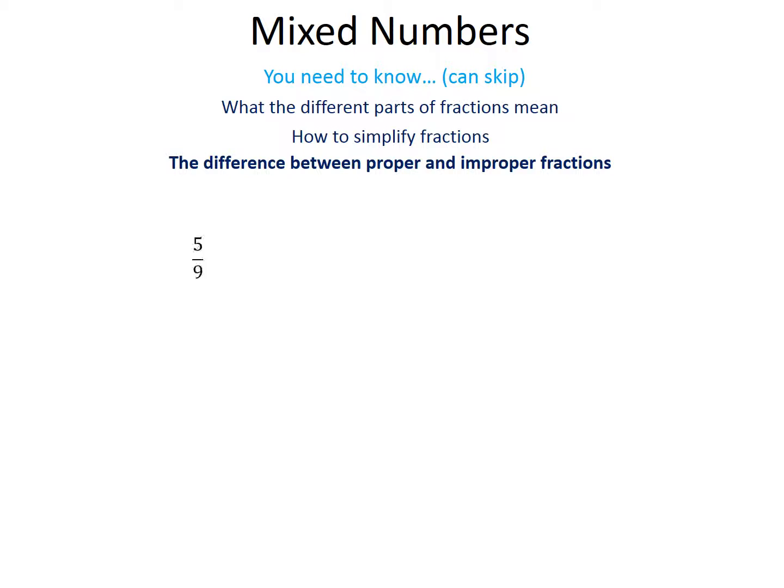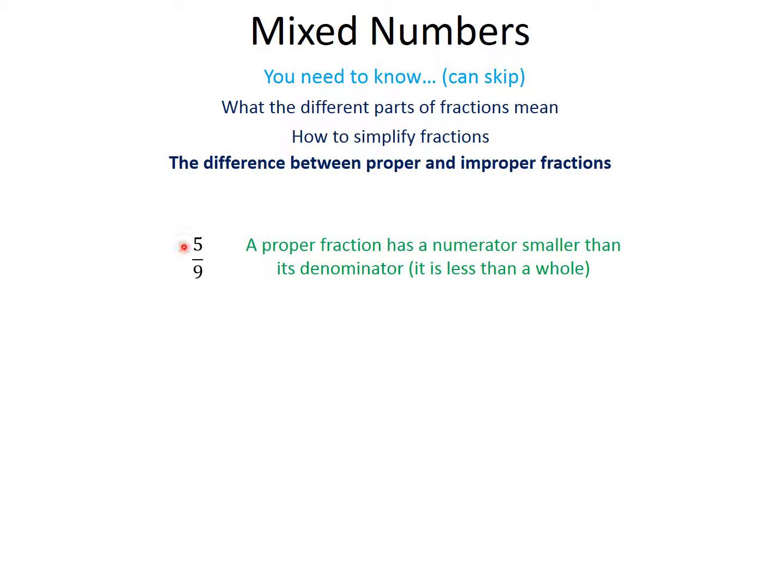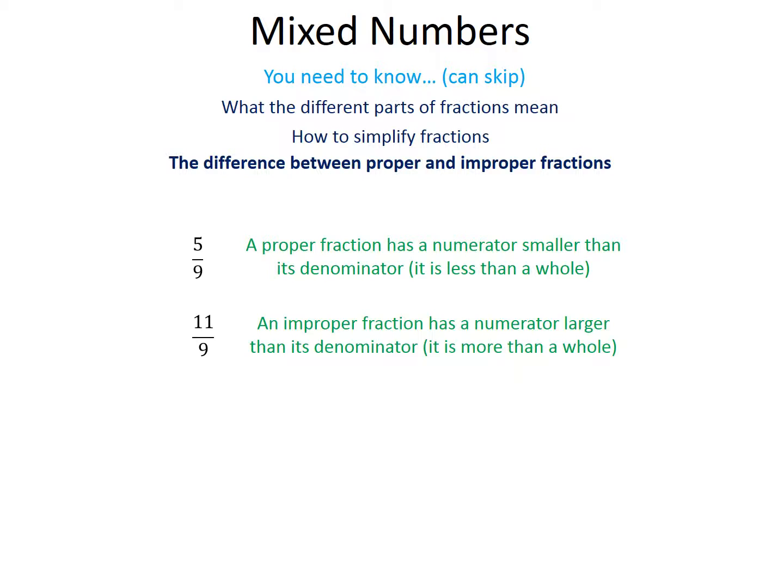And just a quick reminder, a proper fraction has got a numerator that is smaller than the denominator. In other words, it's less than 1 whole. And an improper fraction has a numerator that is larger than the denominator. So in other words, it's more than 1 whole.